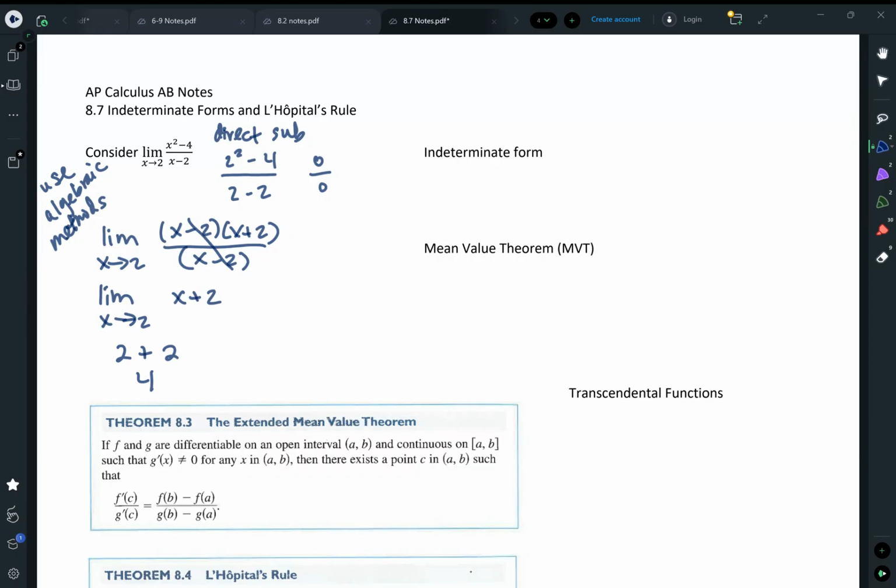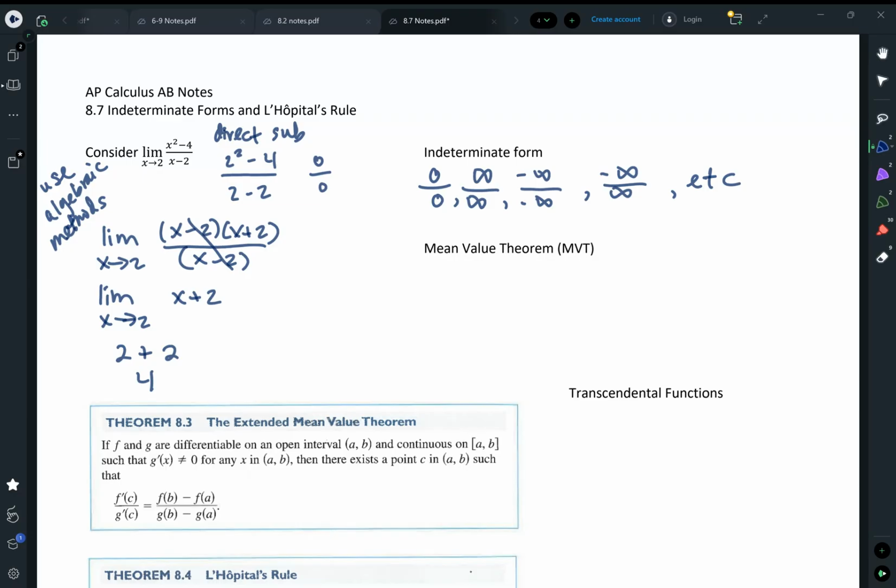So the reason that we couldn't use direct substitution is that we had 0 over 0. That's one of our indeterminate forms. So indeterminate forms are 0 over 0, infinity over infinity, negative infinity over negative infinity, negative infinity over positive infinity, something like that.